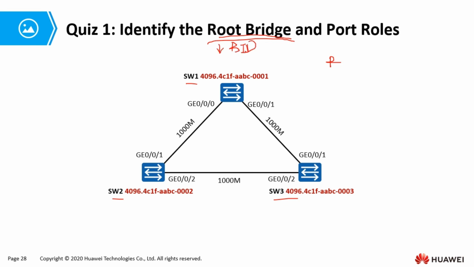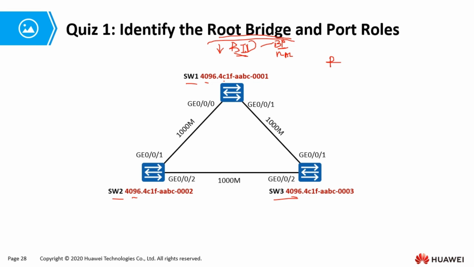Smallest bridge ID. So what is a bridge ID? Again, it will consist of your bridge priority and also your MAC address. So we're looking at the bridge priority. In these cases, all the bridge priorities are 4096, so we cannot use it to determine our root bridge. So we are going to compare their MAC addresses.